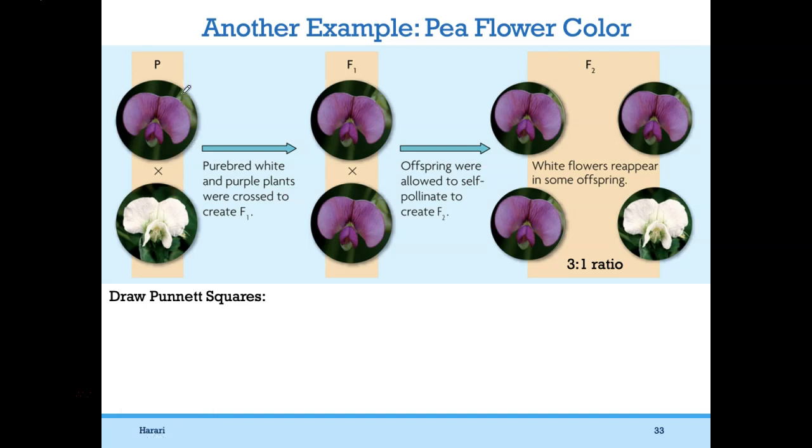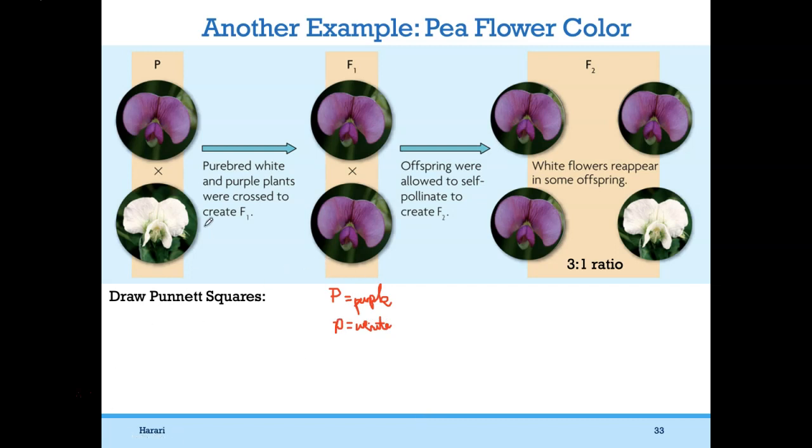So let's draw this Punnett square. Let's say big P is purple, and little p is going to be white. I'm going to try my best to draw it, that's pretty terrible. Okay, you kind of get the idea.